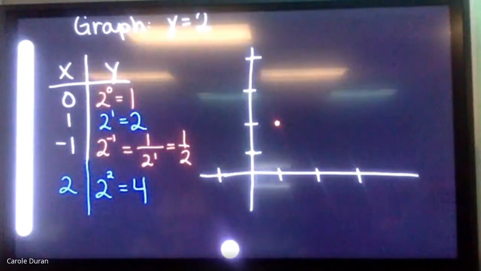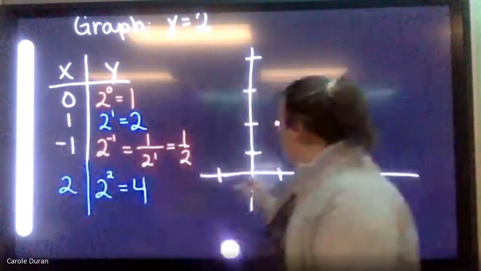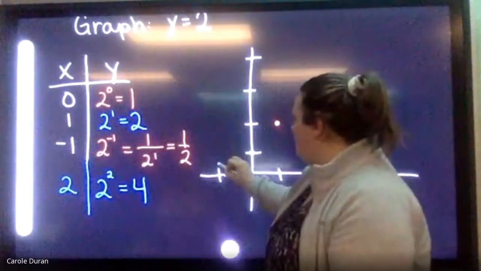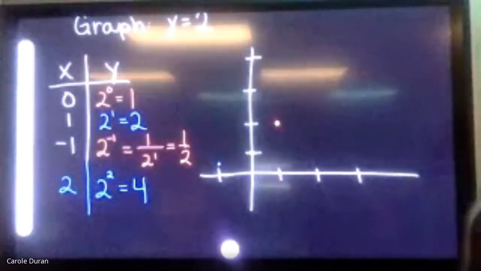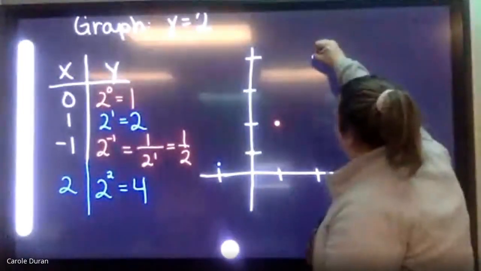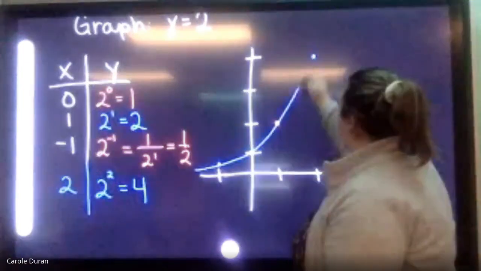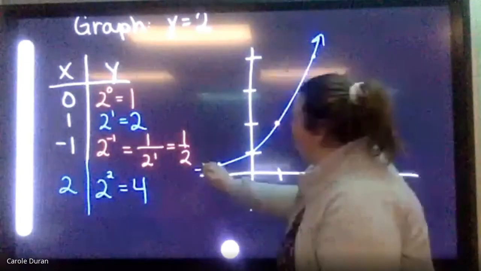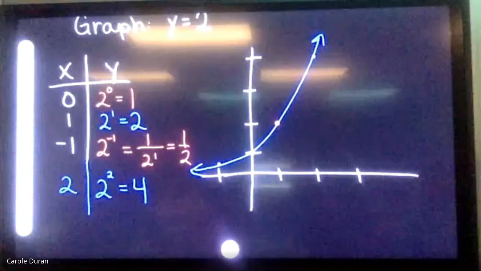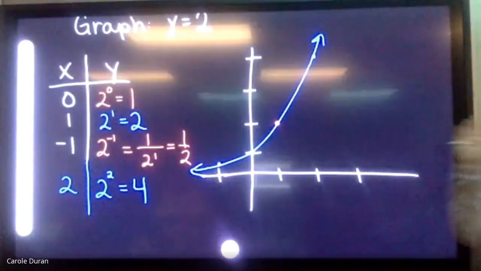The third one I plugged in was negative 1. When I plugged it in, I got 1/2. So I go to (-1, 1/2). And then the last one I plugged in was 2, and I got 4 as an answer, so I go ahead and graph it. Once I have my 4 points, I can draw my curve. And just as I expected, this was a growth because it got larger the farther right I went.